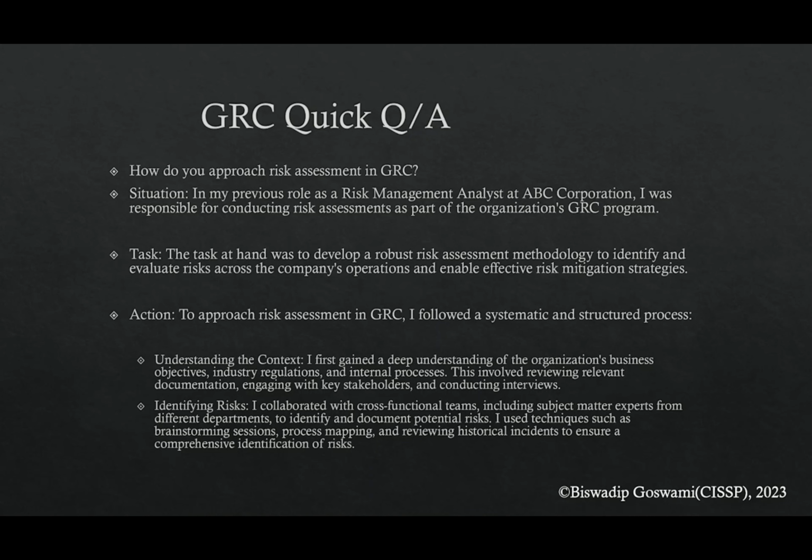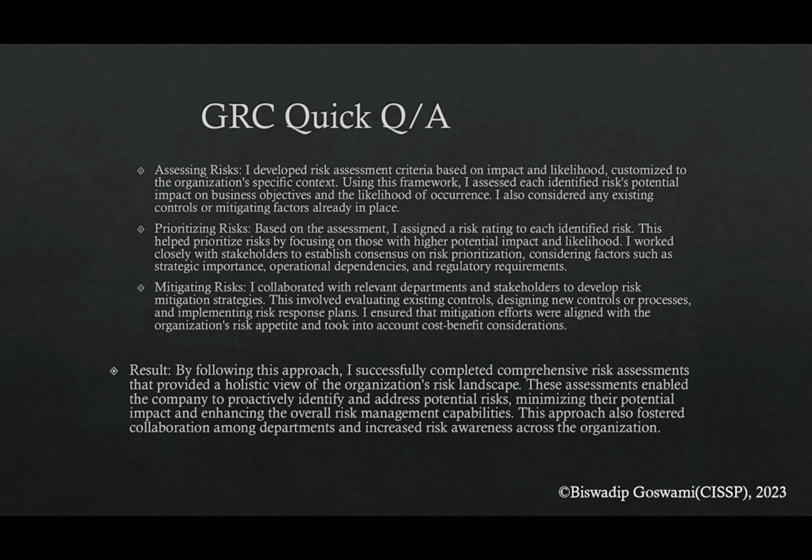Then, identifying risks, I collaborated with cross-functional teams, including subject matter experts from different departments, to identify and document potential risks. I used techniques such as brainstorming sessions, process mapping, and reviewing historical incidents to ensure a comprehensive identification of risks. Then, assessing risks. I developed risk assessment criteria based on impact and likelihood, customized to the organization's specific context. Using this framework, I assessed each identified risk's potential impact on business objectives and the likelihood of occurrence. I also considered any existing controls or mitigating factors already in place. Prioritizing risk.